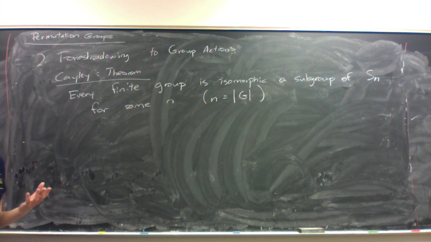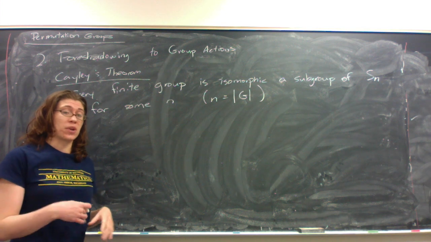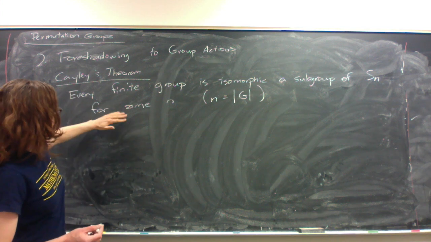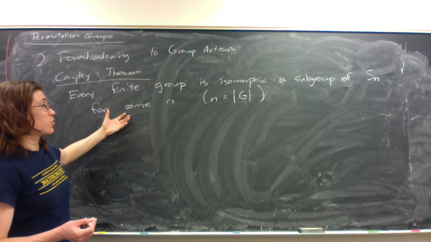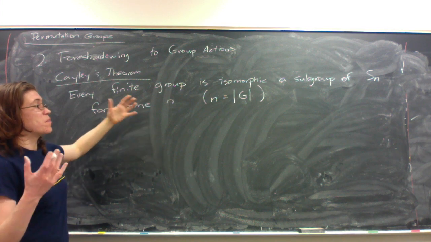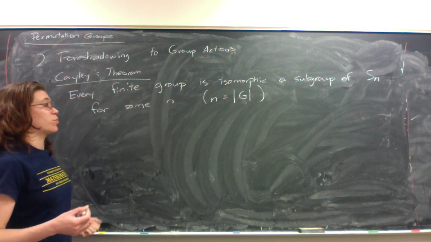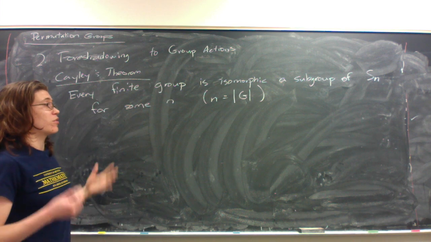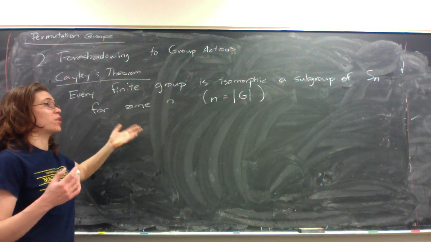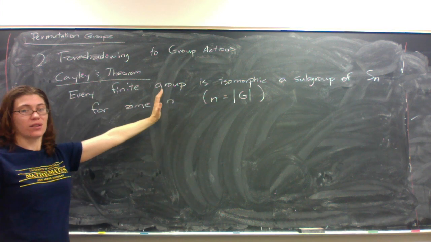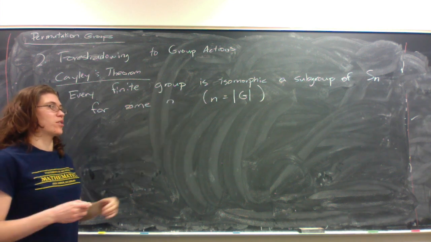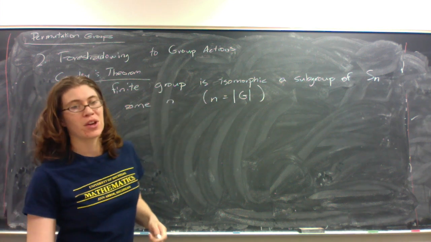We need to build up a little bit more information before we get there, but this is one of the reasons, in fact, I would say this is the major reason why symmetric groups, or permutation groups, are of interest: because every finite group is isomorphic to a subgroup of some S_n. Great, thanks.